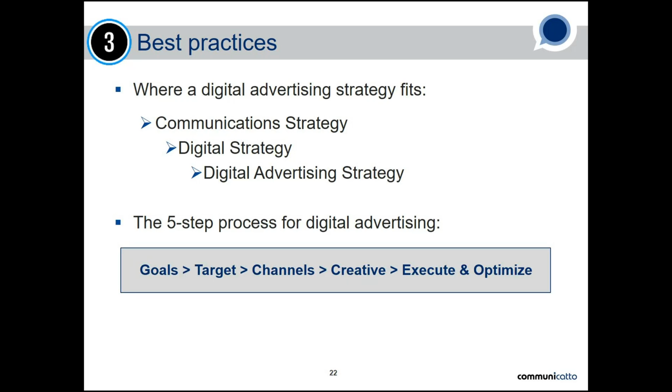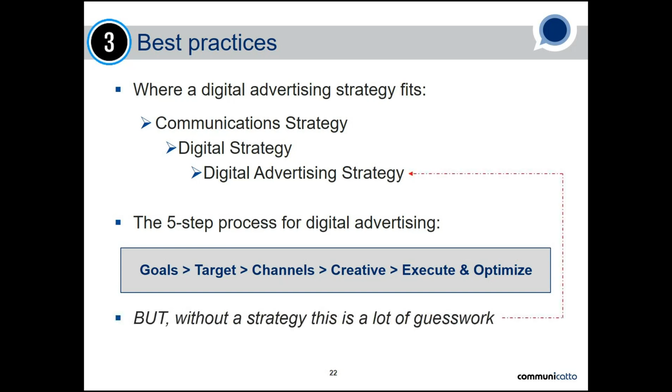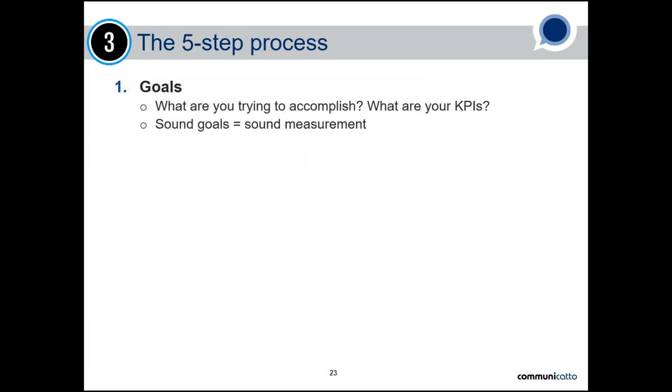I will dig into this in greater detail in coming slides, but keep in mind, of course, without a strategy, there's a lot of guesswork that goes into this, and any assumptions and guesses that you bake in early on are just going to become potentially even more troublesome as you execute. So let's talk a little bit about this 5-step process. When it comes to the goals, it's pretty simple. What are you trying to accomplish? What are your key performance indicators or your KPIs?